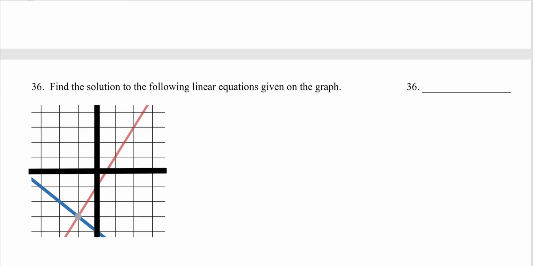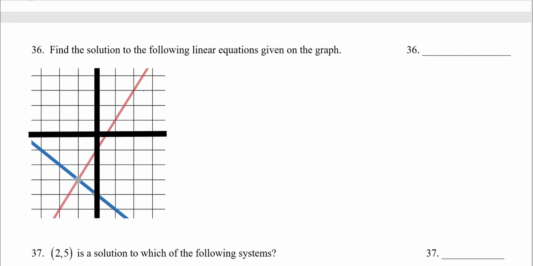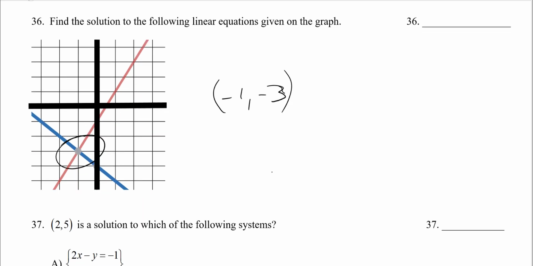Okay, 36. Find the solution to the following linear equation. The solution means where the lines cross. Guys, these cross right here. So if I count over negative 1, and then I go down 1, 2, 3, negative 1, 3. That's my answer to that problem. Okay, pretty easy.